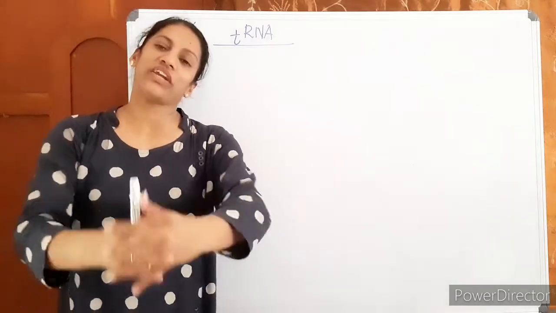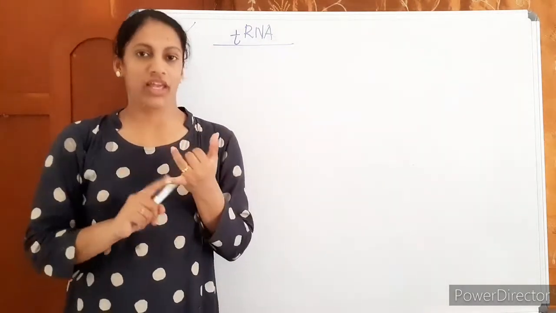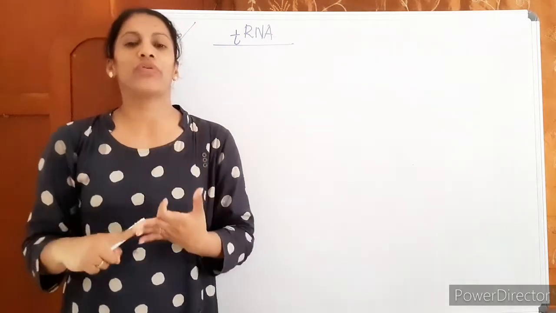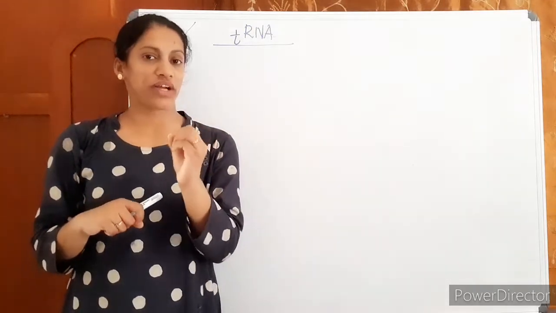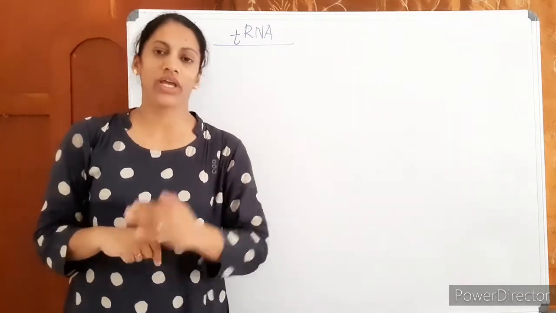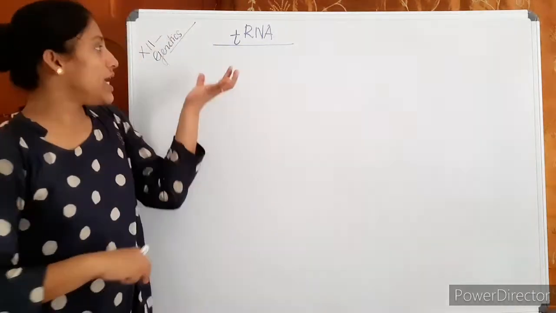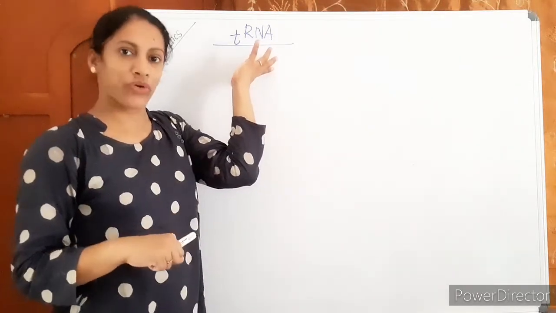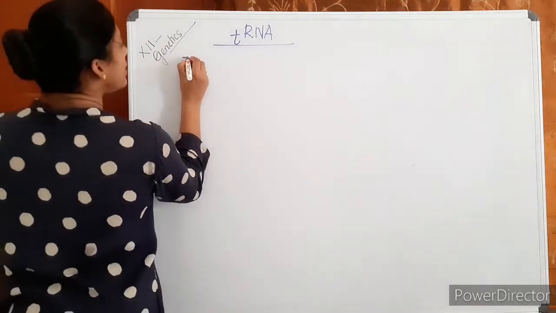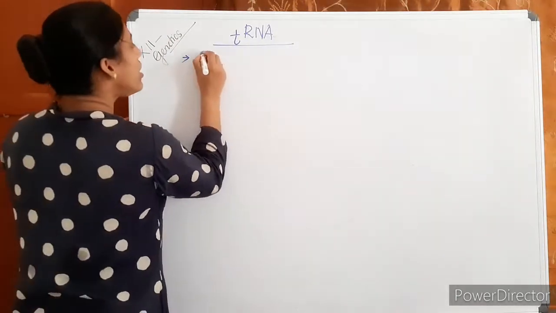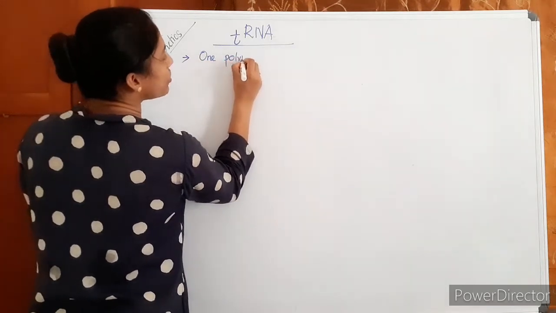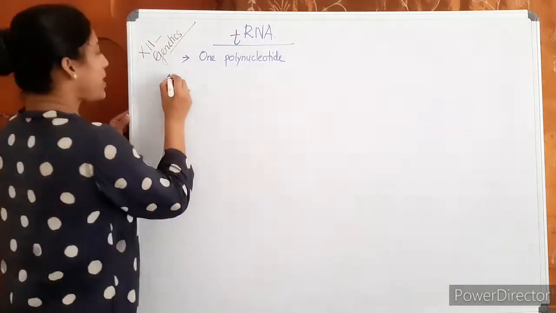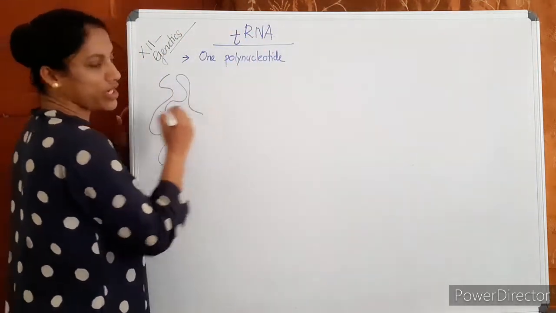Which are the different types of RNA you have learnt? mRNA, messenger RNA, then tRNA, transfer RNA, and rRNA, ribosomal RNA. All these 3 types of RNA's functions will become clear in translation. Their role in translation we will discuss. Then come back to tRNA. What is the expansion? Transfer RNA. The transfer RNA is made up of 1 polynucleotide chain. DNA is made up of 2 polynucleotide chains, whereas tRNA is made up of a single polynucleotide chain.